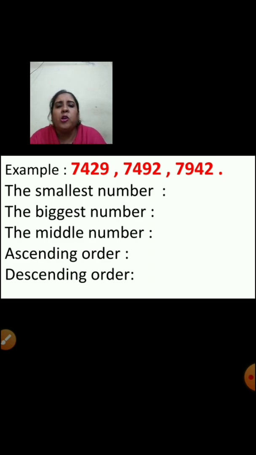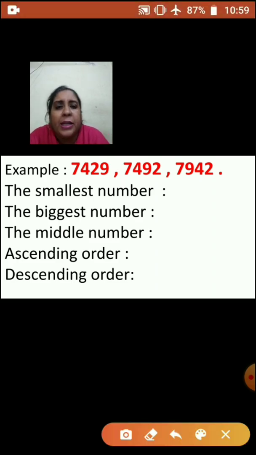Now here also you can see 7,429, 7,492, 7,942. In the thousands place, all the numbers are the same, that is 7,000, 7,000, 7,000. What will we do? We will see the hundreds place now. 4, 4, 9. Which number is smaller? Now 900 is bigger, right? So we will go to 400, 400. Now in that also both the numbers are the same.